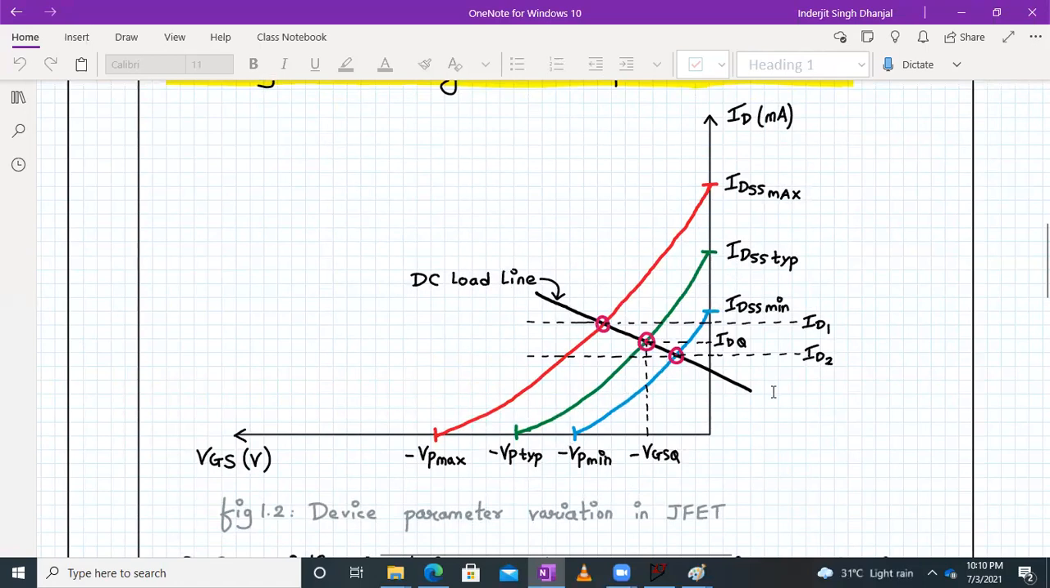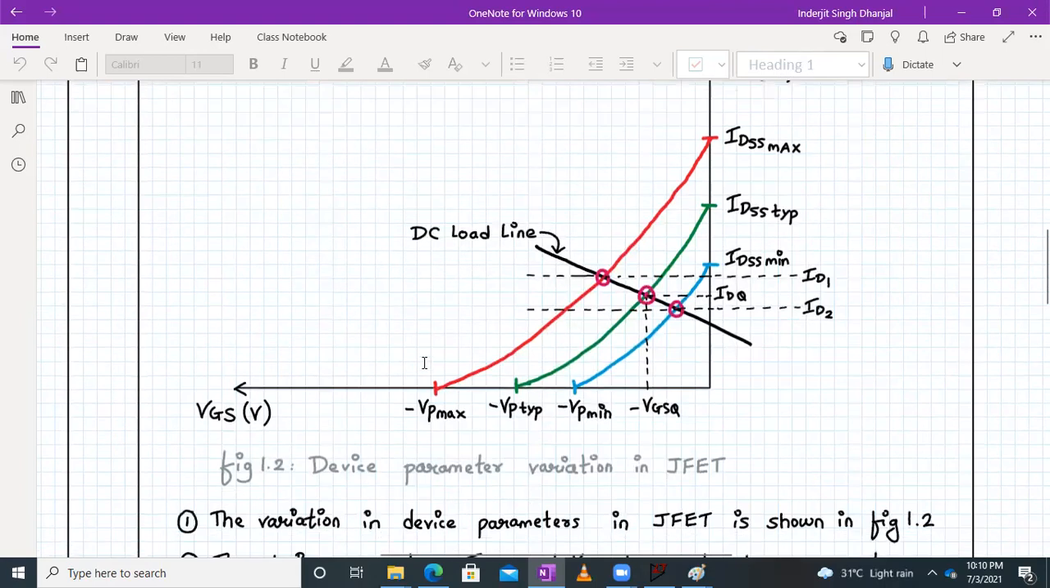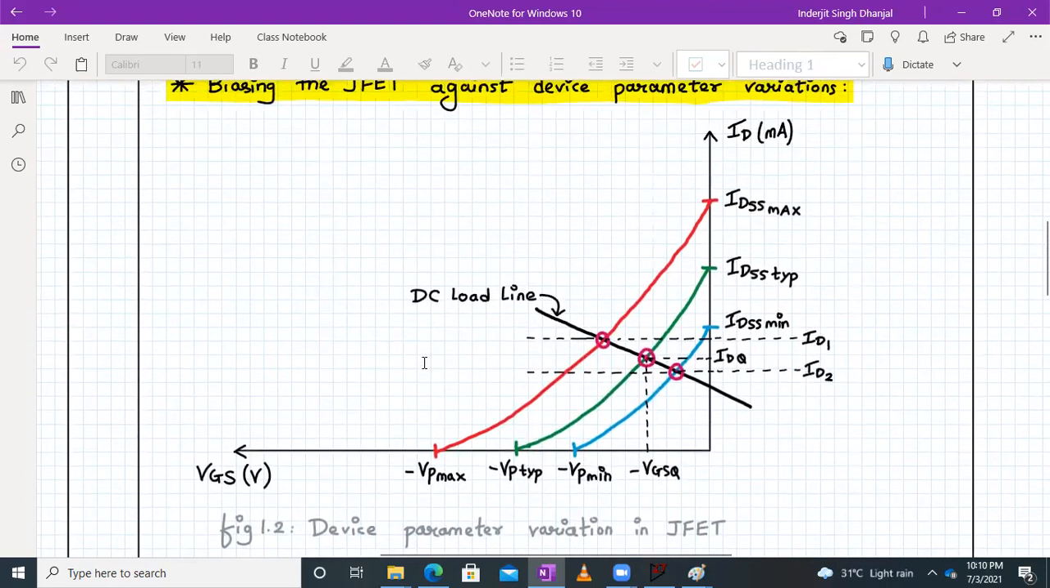Now, if we plot a DC load line like this, your Q point should be over here, which is VGSQ and IDQ. No two JFETs have the same parameter values, that is, IDSS and VP might be different for every JFET. But let's say the Q point is over here, the typical value, VGSQ and IDQ. And let's say we have two more Q points. Between the currents ID1 and ID2, your Q point should be located so that you are in the safe range. So this is the plot of device variations in the JFET.